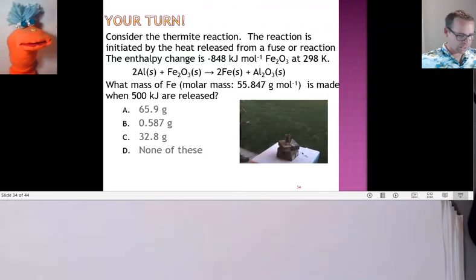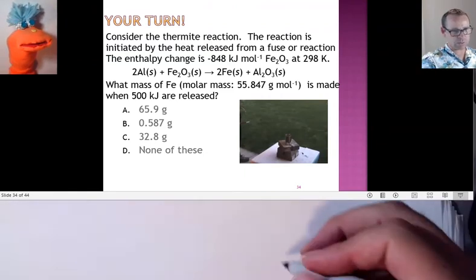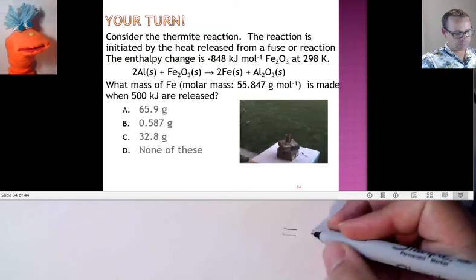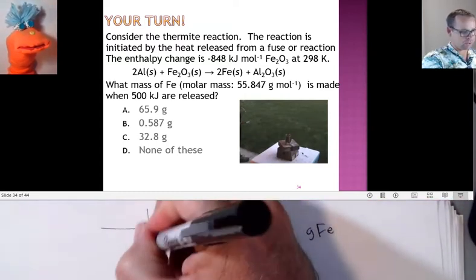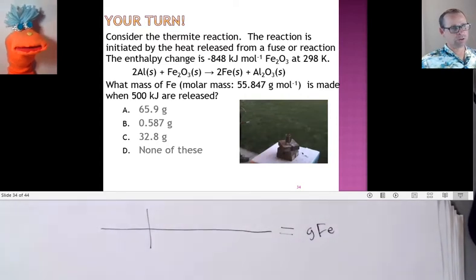Equal sign. Okay, very good. What goes to the right of the equal sign? Mass of iron. All right. And what goes to the top left here? We want kilojoules. Wait, hold on just a second. Why don't you let everybody else at home give it a shot, and then they'll come back and see how they're doing.